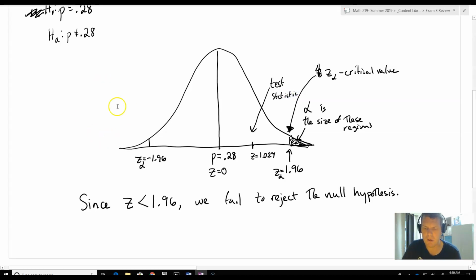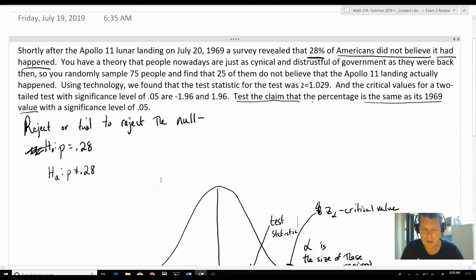Let me review what information I used to do this. It's just about putting together information and thinking about it from the perspective of our hypothesis test. First, there's a claim that 28% of Americans did not believe that the moon landing happened. So that's going to be my null hypothesis, p equals 0.28. Notice this is not sample data. My sample data is this 25 and the 75. Parameter information here becomes my null hypothesis, p equals 0.28. That's a crucial skill to be able to do in order to do well on this test.